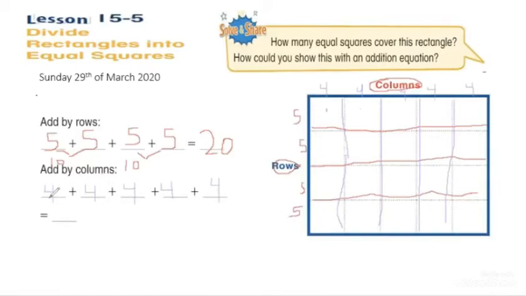Okay, we will solve it orally. 4 plus 4, 8. Okay, excellent. We have another double here. 4 plus 4, 8. 8 plus 8 equals 16. 16 and 4 more, 20.